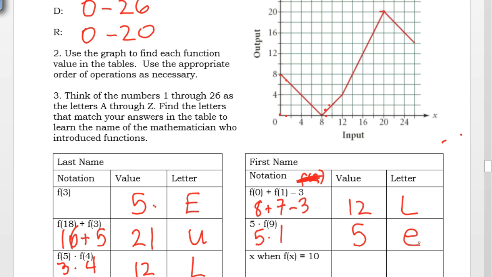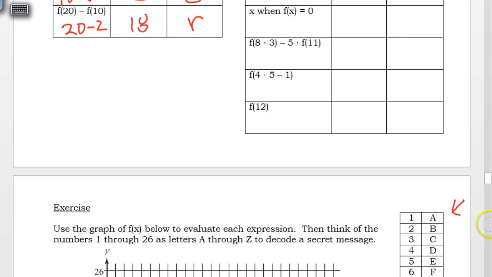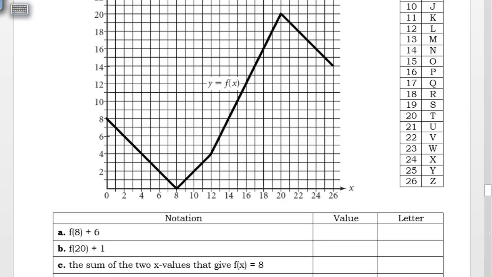x, when f of x is 10. This is the first one that's asking me to find the x value instead of the y value. So what I'm going to do is along the f of x, or the y-axis, I'm going to go to 10. And then we're going to look and see where that one comes out, and that would be 15. And I want to check to make sure it's the right letter. And it looks good.